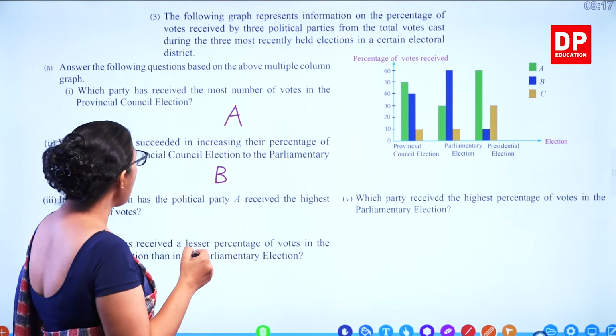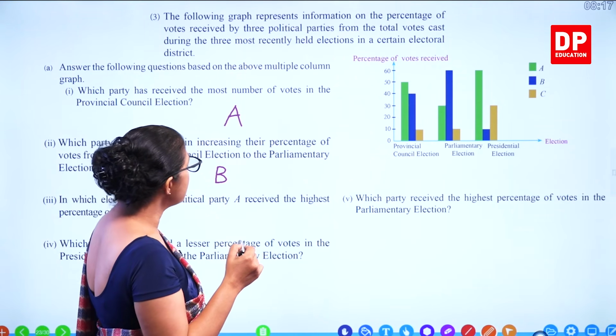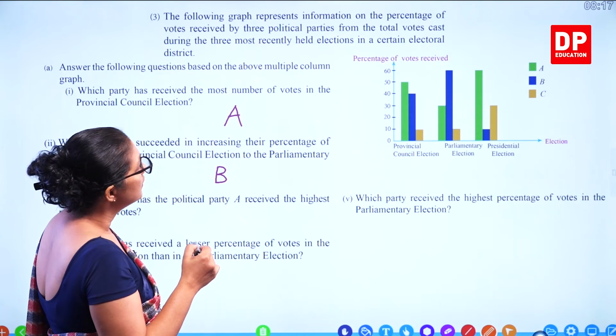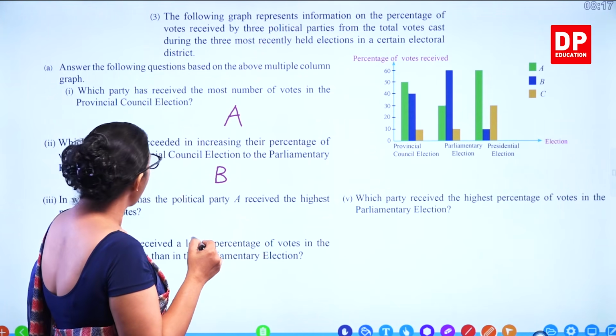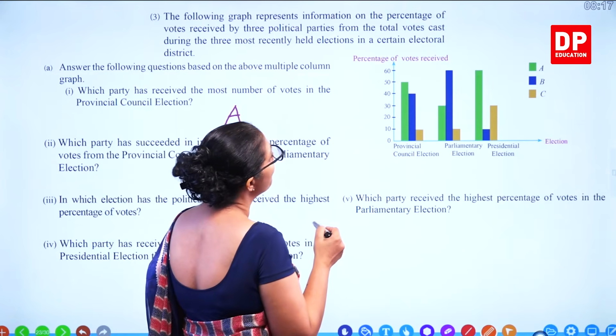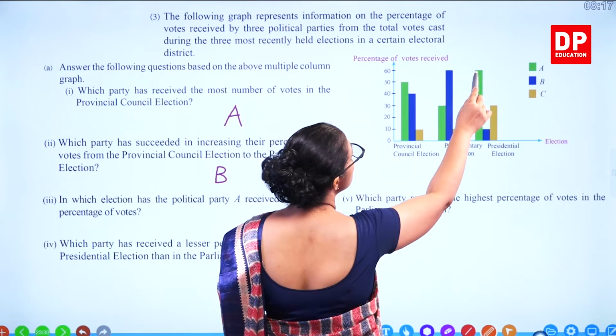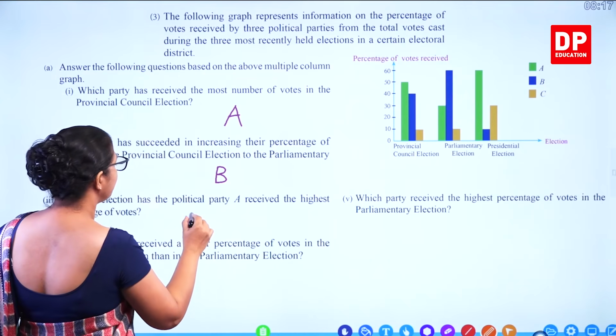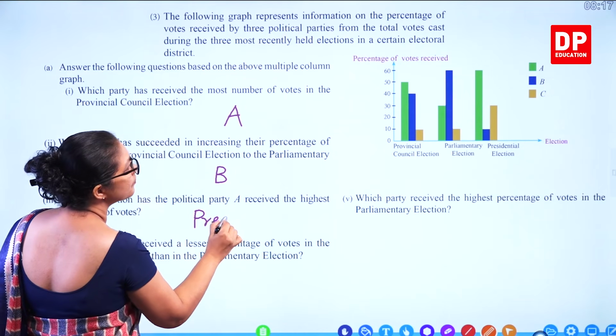In which election has the political party A received the highest percentage of votes? Which bar is the highest? This one. So that's the presidential election.